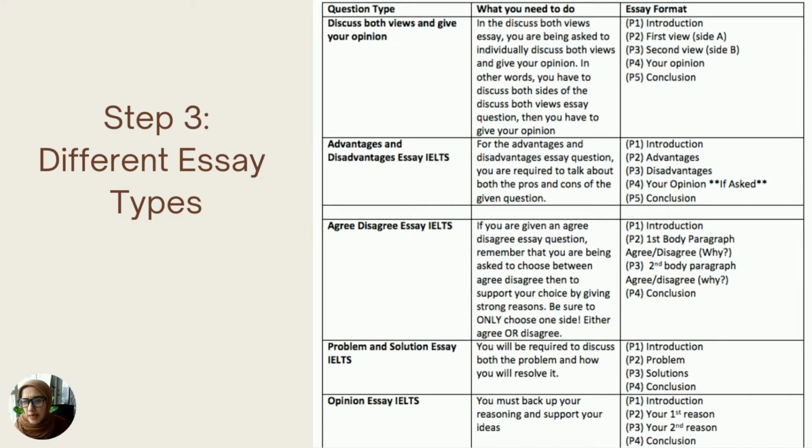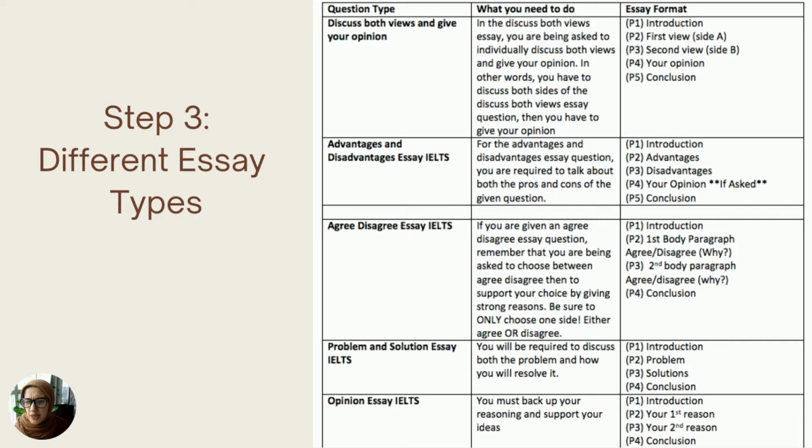So if you see the essay format here, P1, P2, P3, these stand for the paragraph numbers for all of these essay format sections. So for P1, it should be introduction. Paragraph 2 should be your first view. Paragraph 3 should be your second view. Paragraph 4 should be your opinion, depending if the question is asking you to provide your own opinion, then you should have a paragraph on your opinion. And paragraph 5 should be your conclusion.